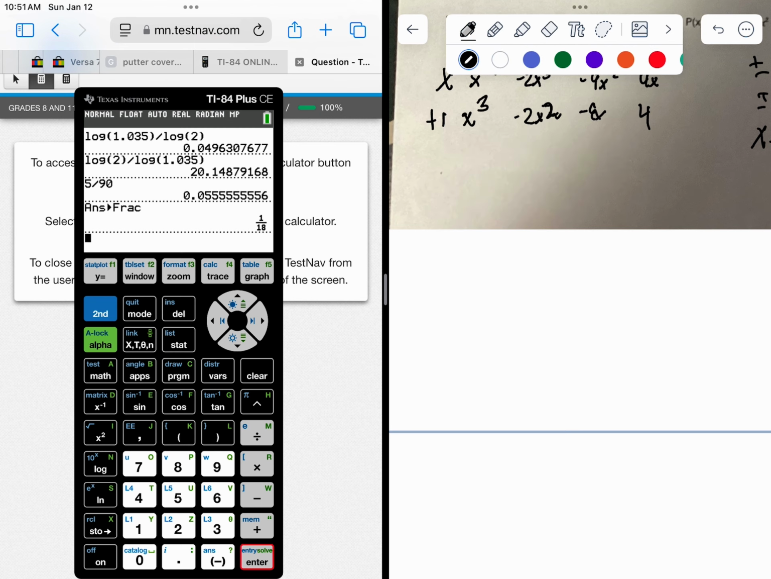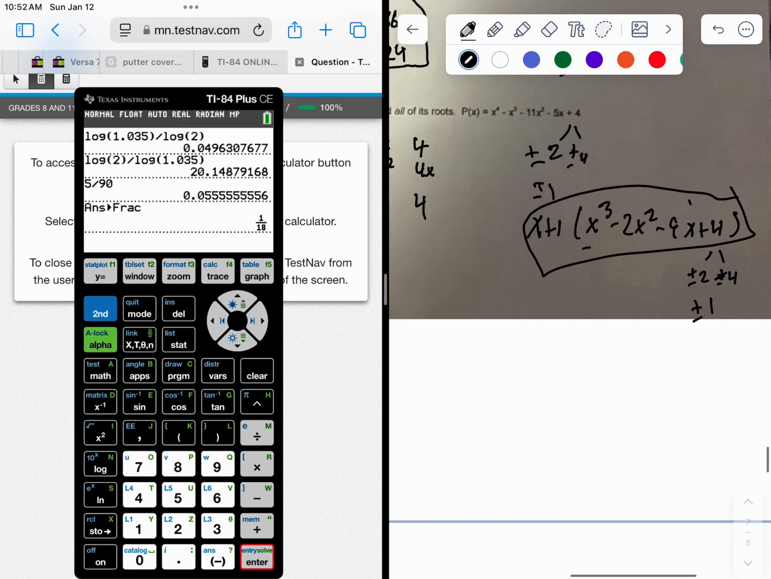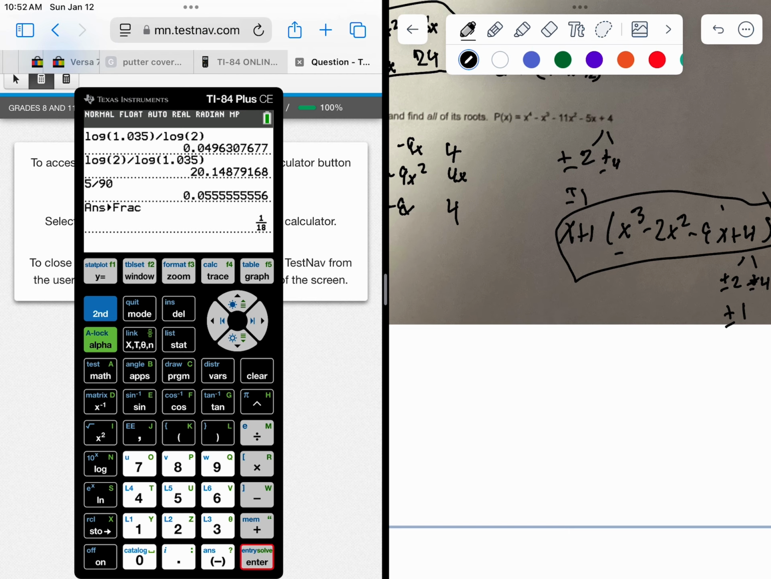I could keep going. But you know what to do. You just keep plugging in these numbers down here, the factors, or the divisional numbers, until you can divide this without a remainder. I already found one factor, so I'm just going to leave this as my answer. You would find another factor, and then since it's a quadratic, you could just factor it normally or use the quadratic formula.